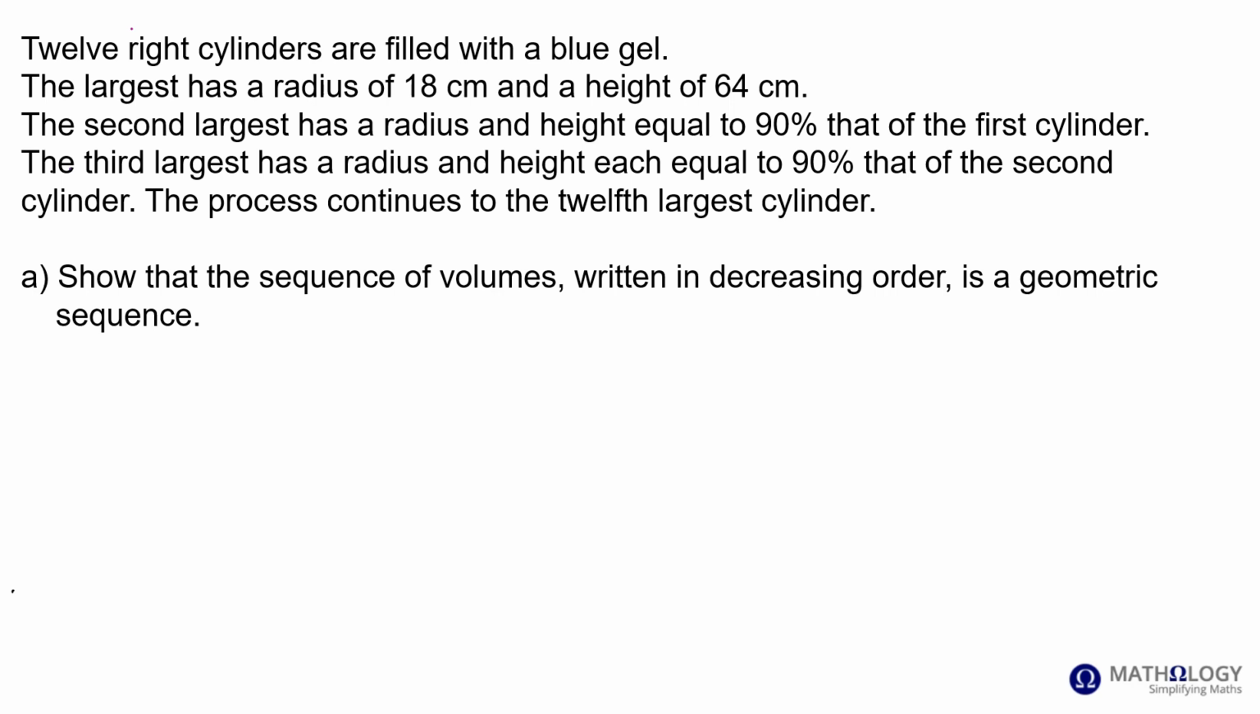12 right cylinders are filled with a blue gel. The largest cylinder has a radius of 18 centimeters and a height of 64 centimeters. The second largest has a radius and height equal to 90% that of the first cylinder, and the third largest has a radius and height each equal to 90% that of the second cylinder.